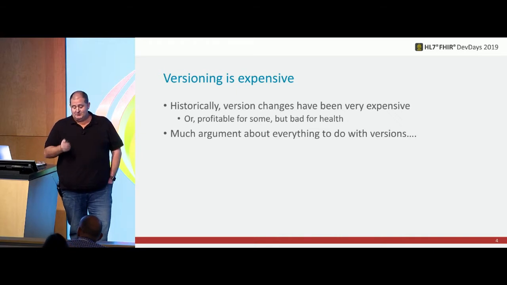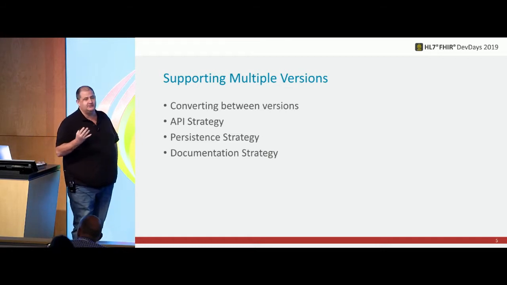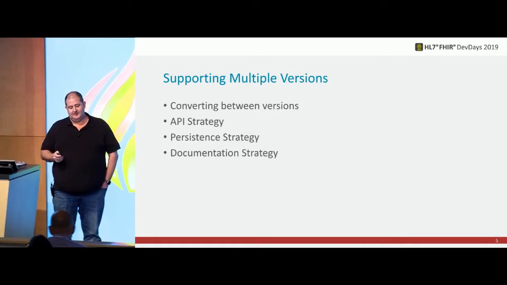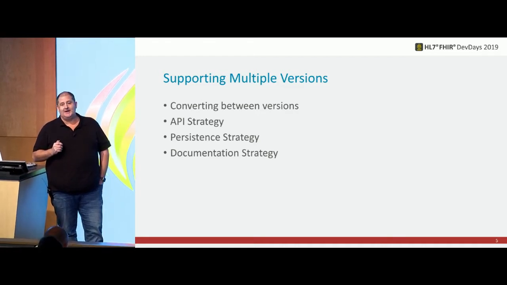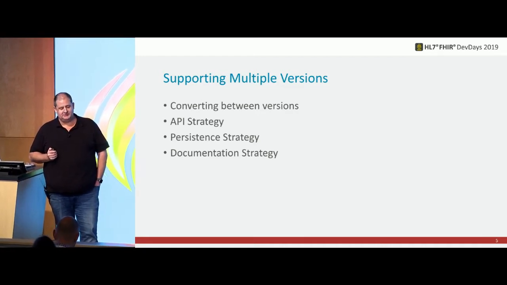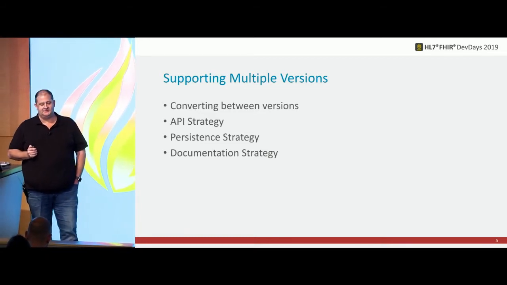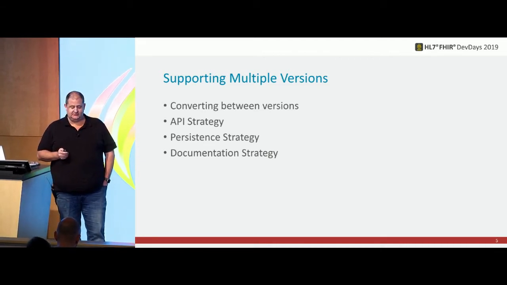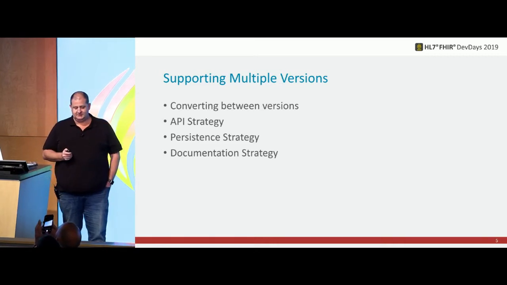But I can say some useful things about versioning, supporting multiple versions. I'm going to talk about 4 different subjects when it comes to supporting multiple versions of FHIR. I'm going to talk about converting between versions. I'm going to talk about an API strategy for handling multiple versions. I'm going to talk a little bit about persistence strategies and applications. And I'm going to talk a little bit about documentation strategy for cross-version documentation. So that's the 4 aspects of versioning that I'm going to talk about.